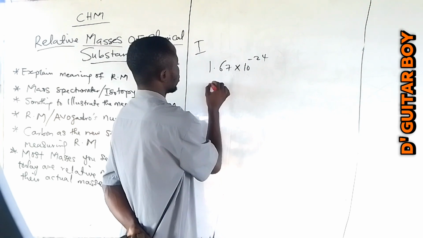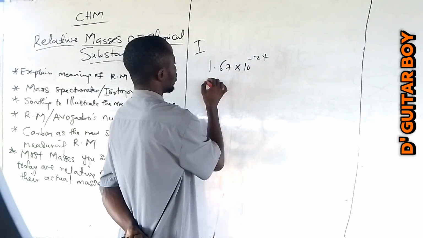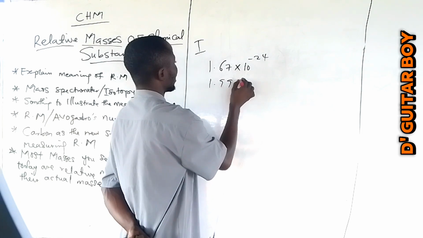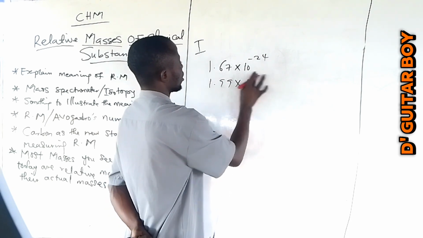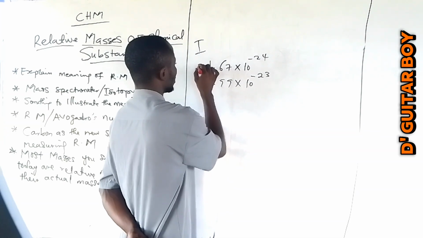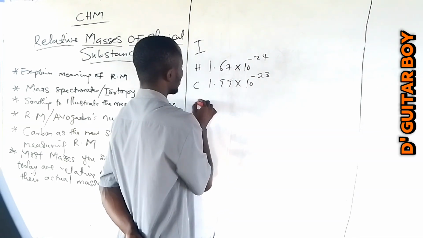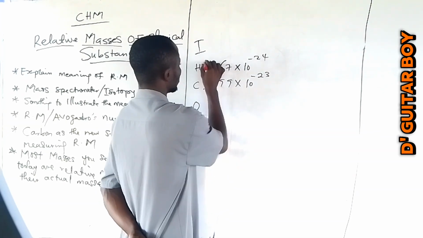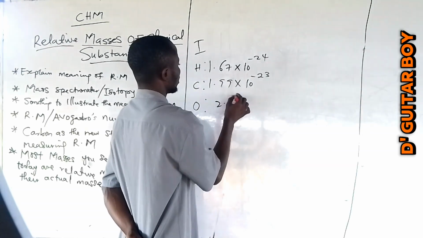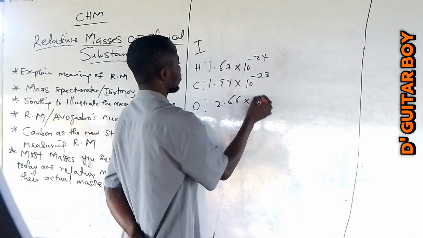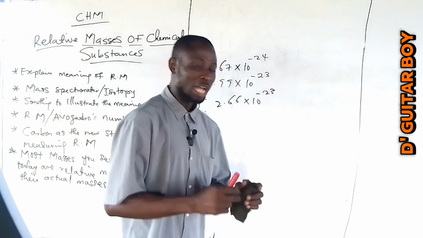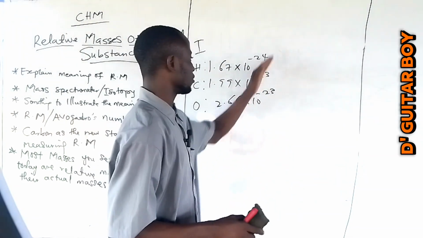Mass of carbon is 1.99 times 10 raised to power minus 23. Mass of oxygen, this one is hydrogen, this one is carbon, this one is oxygen. Mass of oxygen is 2.66 times 10 raised to power minus 23. These are the actual masses, the real mass of 1 atom of these various substances.